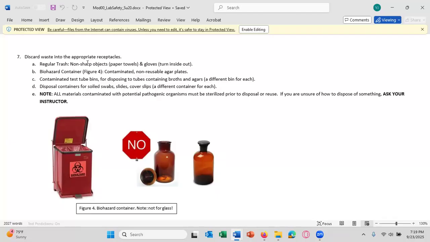If the gloves or, let's say, your paper towels have bacteria on them, contaminated, they then go in the biohazard container. You never put glass in the biohazard container. If it is contaminated glass and it's a test tube, you put it in the test tube holder in the back of class. For beakers and bottles and other glass tubes, which we don't really use in microbiology, they go in the back of the class by the test tubes.